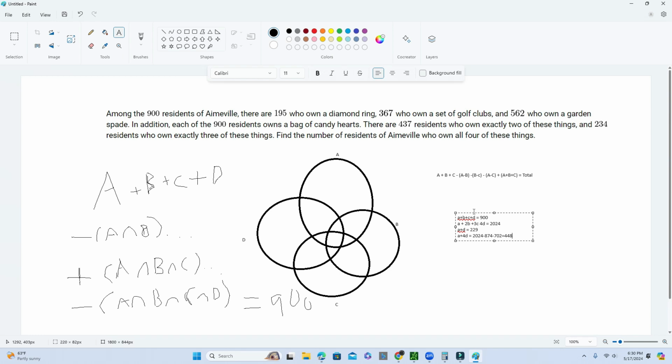And then we can subtract the two equations we have here. So 3D is going to be equal to 219, and then D is equal to 73, which is our answer for the 4 overlaps. So let's just write that down.